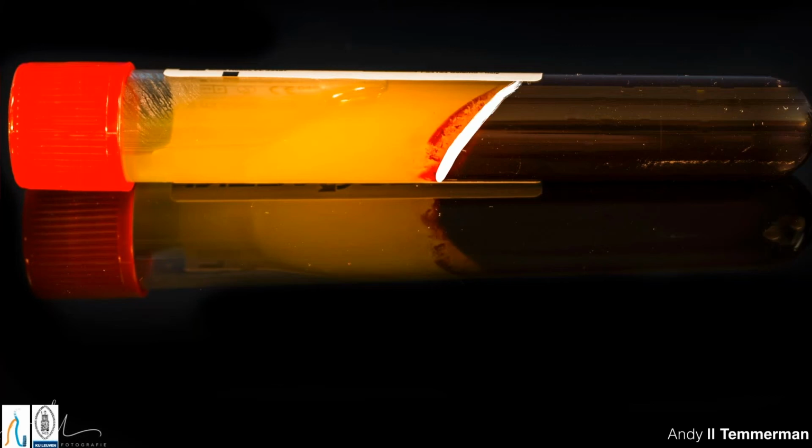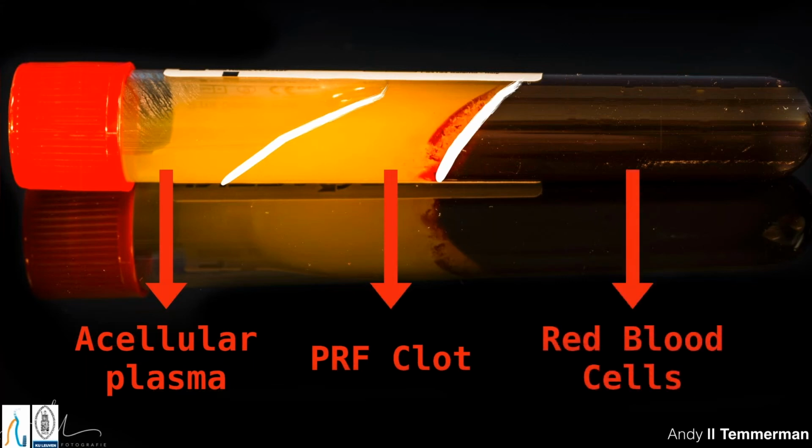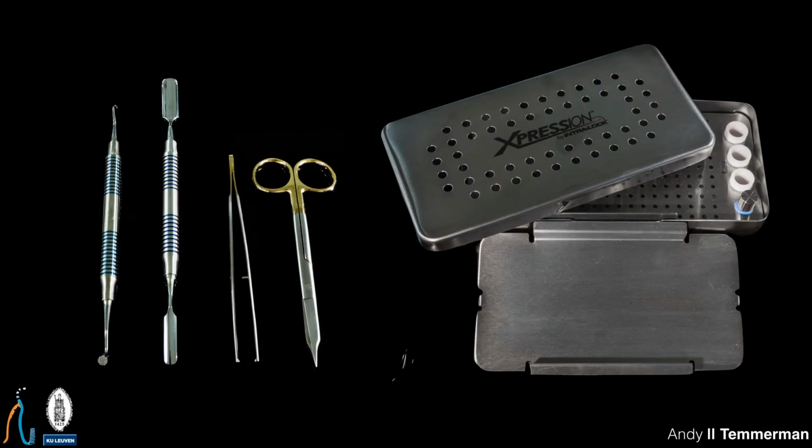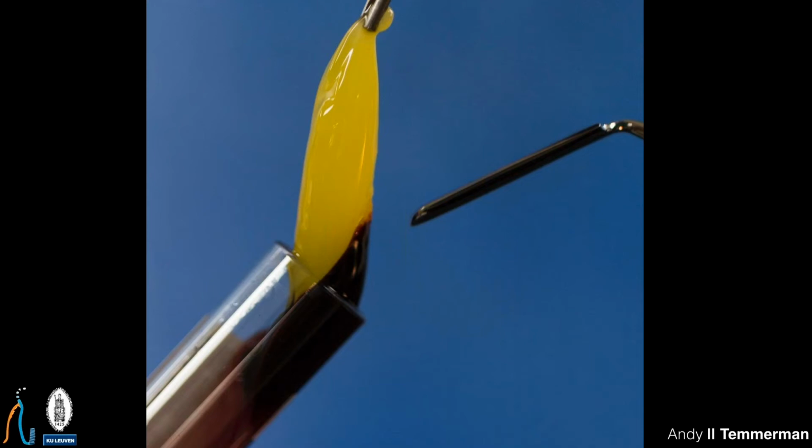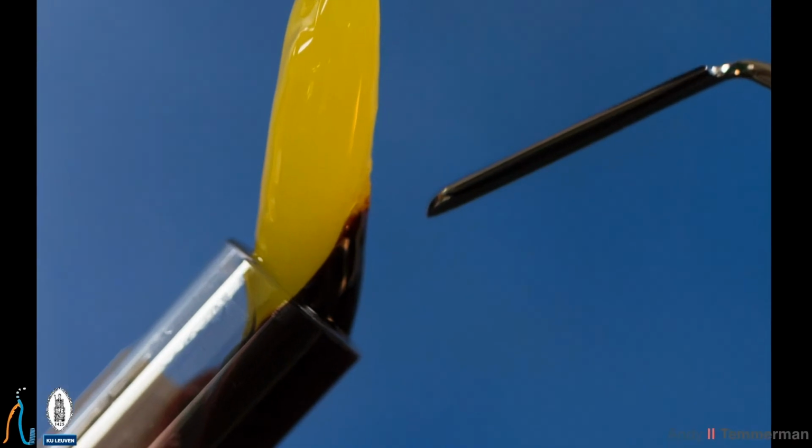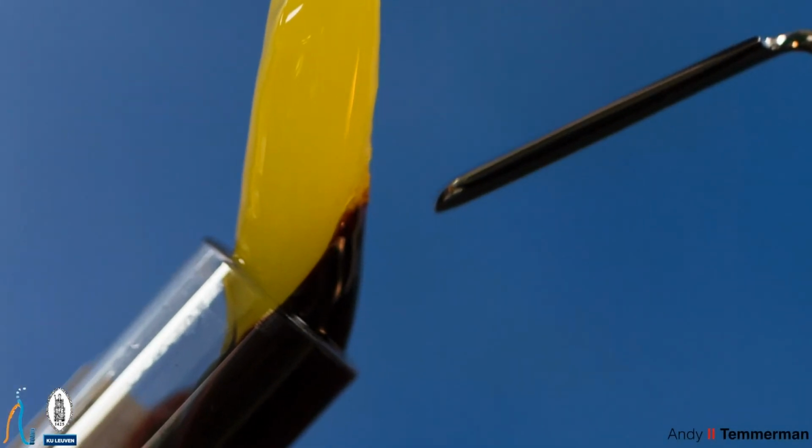Now, when you have done your preparation protocol exactly right, you will end up with this end product. You can see on top the acellular plasma, in the middle the PRF fibrin clot, and at the bottom the red blood cell fraction. Now, all you need is a compression kit, tweezers, and a periosteal elevator or a spatula. The clot is taken with tweezers on top of the clot and pulled out of the tube. Then the periosteal elevator or the spatula is used to scrape off the red blood cells, which are quite firmly attached to the fibrin clot.